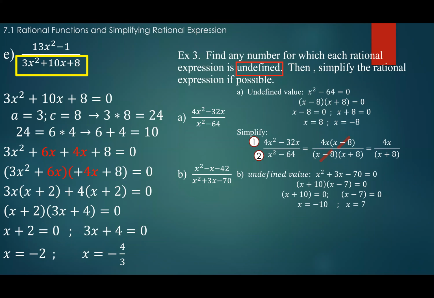Meaning if you plug in negative 10 or negative 7, the denominator becomes 0, and when the denominator becomes 0, it is undefined. So in order for you to find the undefined value, you need to take the denominator and set it equal to 0. That's your first item. Now, how do we simplify? How do we simplify this expression?